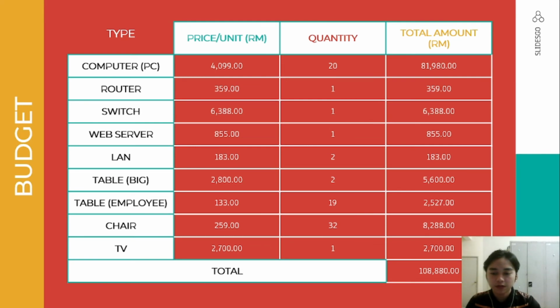Moreover, this is the budget required to set up their office network, which includes a computer, router, switch, web server, LAN, tables for the meeting room and boss office, chair, and TV. The total budget amount is 108,880 ringgits. And that's all from me.